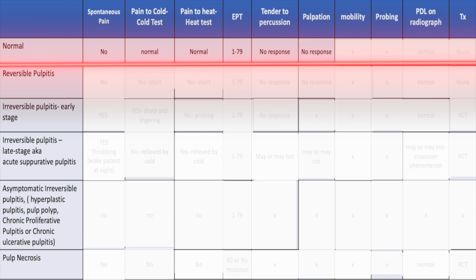Tenderness to percussion, there is going to be no response. Palpation, no response at all. Mobility, not acceptable. It could be because of a perio reason, but it will not be because of any endodontic reason. Probing will not be due to any endodontic reason. It could be because of any restoration or any periodontal condition occurring. The radiograph will show normal PDL and there is no treatment needed for a normal tooth.